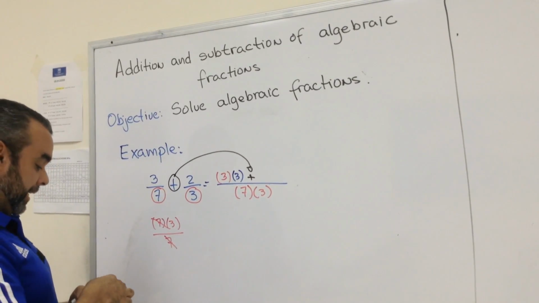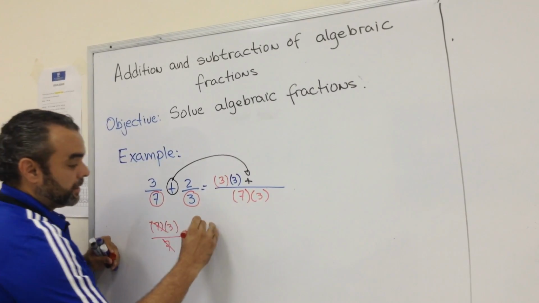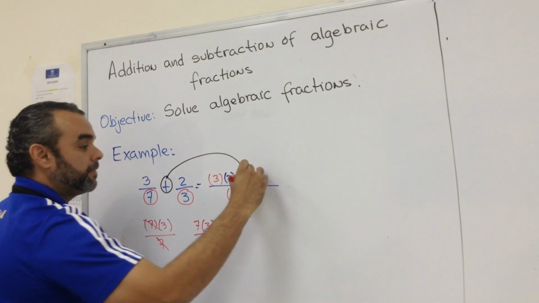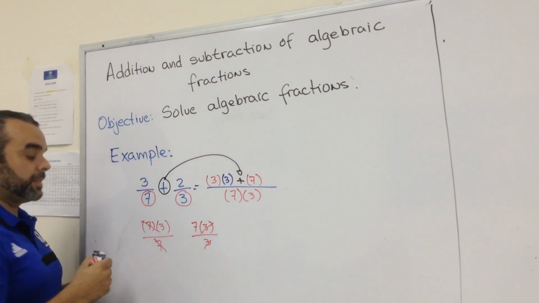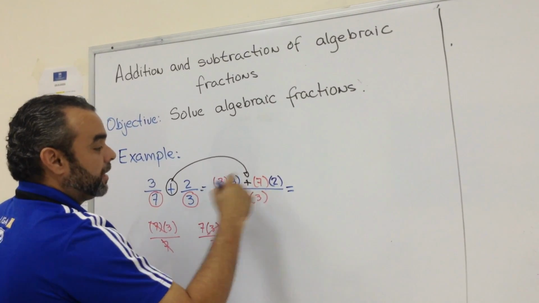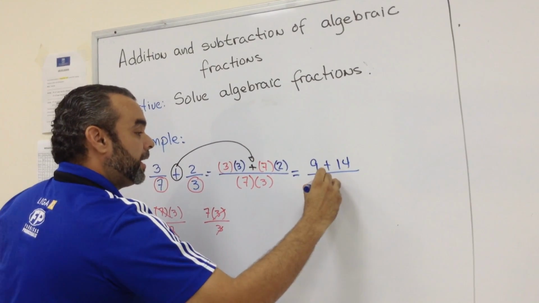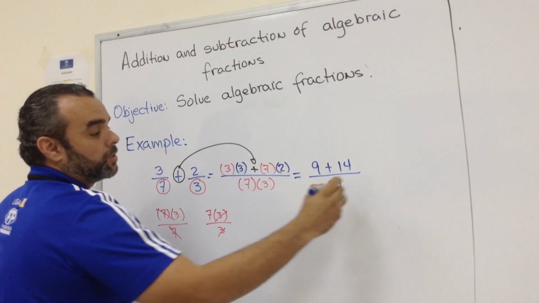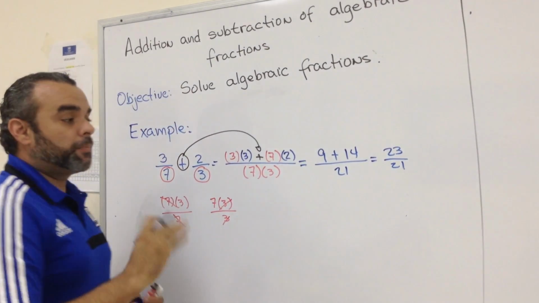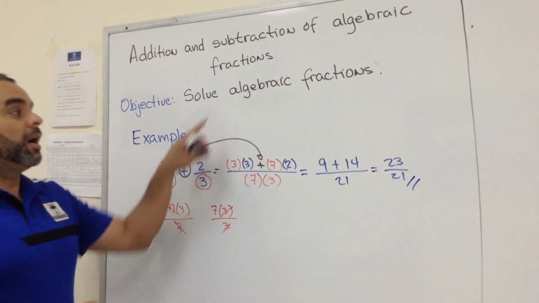And now I do exactly the same thing with the other part of my fraction. It's going to be 7 times 3. And I simplify the 3 and it's going to be 7. So I will multiply the 7 times the numerator of the second fraction. And this is going to be 9 plus 14 divided by 21. So this is going to be 23/21. It's an improper fraction, but right now we're going to keep it that way because what we want to base this is on algebraical fractions.